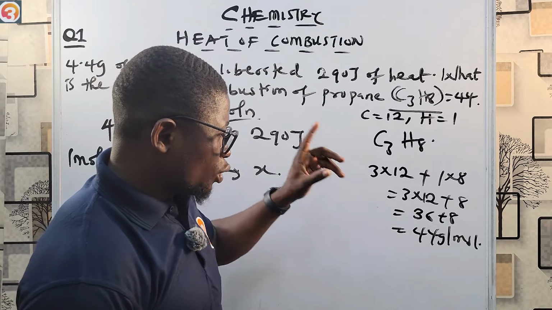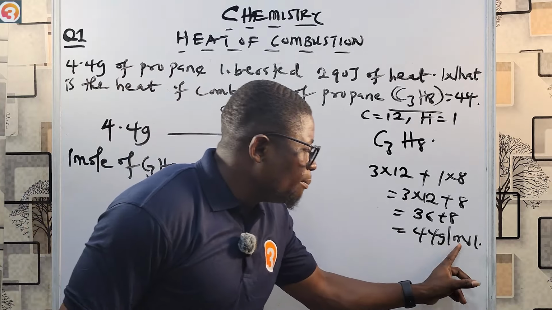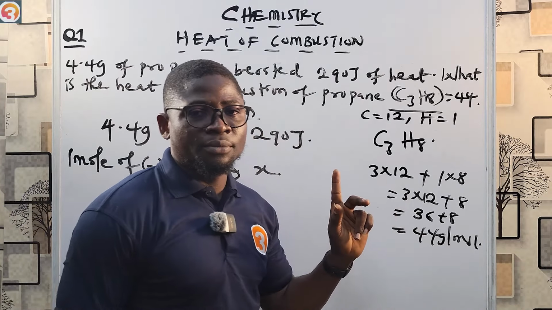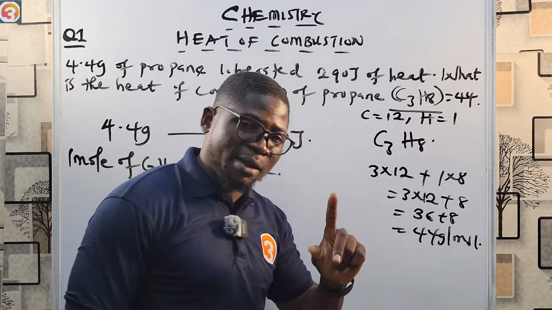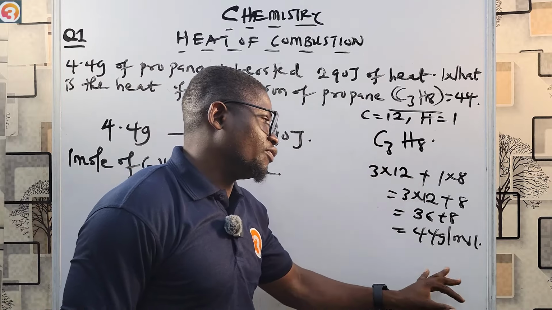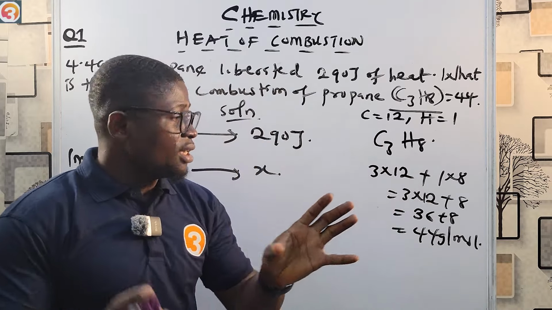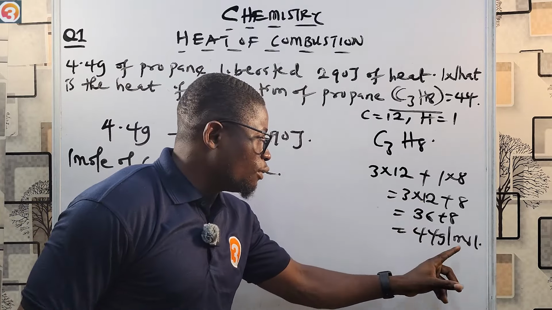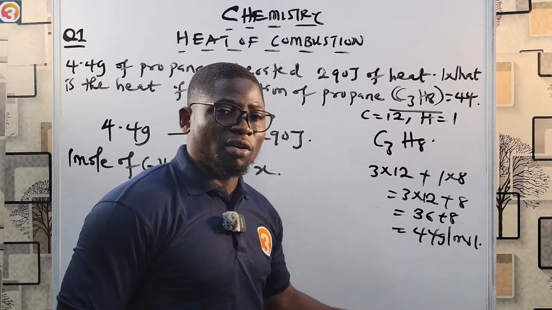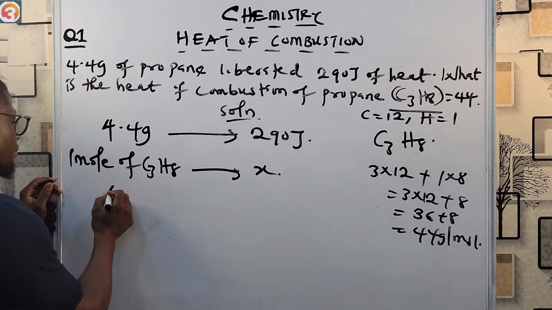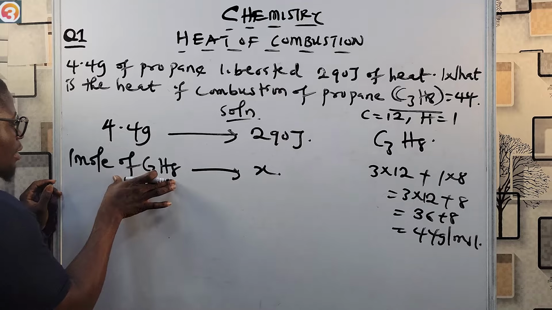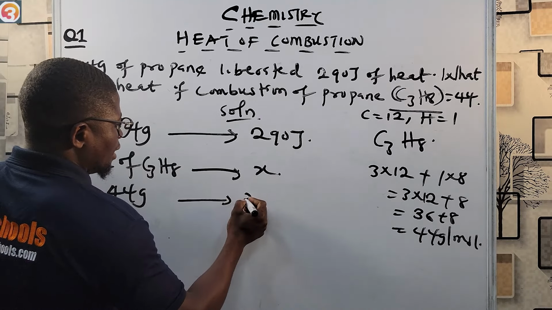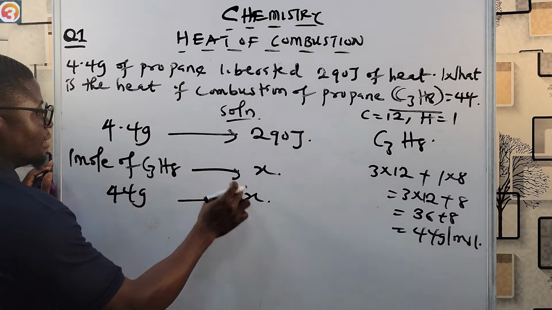That means 1 mole contains 44 gram, or the molar mass of propane is 44 gram per mole. This is how you should interpret it. The molar mass is 44 gram per mole, so 1 mole contains 44 gram. So instead of this one, we now put 44 gram, which will give us X.